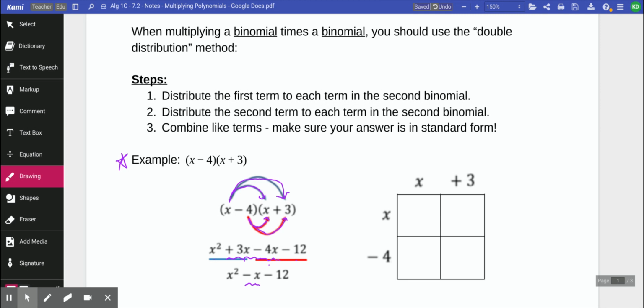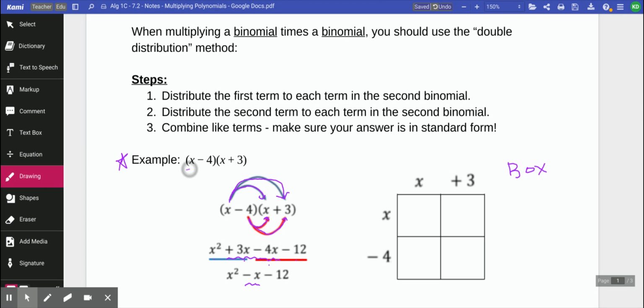Another way to do the same problem is called the box method. So this is our double distribution, and this is what we call the box method, or expansion box method, okay? It does the same thing. We're still going to end up with four terms, as you can see in our box, there's four spaces. It's just a way to stay organized so you don't miss anything.